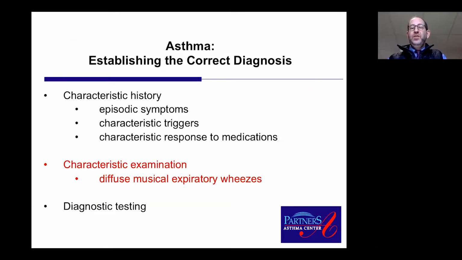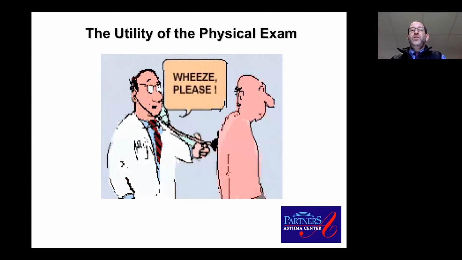How about the examination? Well, we look for diffuse musical expiratory wheezing. So it's important to take out the stethoscope, and listen in the back of the chest, and ask people to take a big deep breath, and while they're exhaling, take a very careful listen to exhalation. What you'll notice is that in people that don't have asthma but have normal lungs, when they exhale, you can barely hear anything, especially over the adventitial regions of the chest.